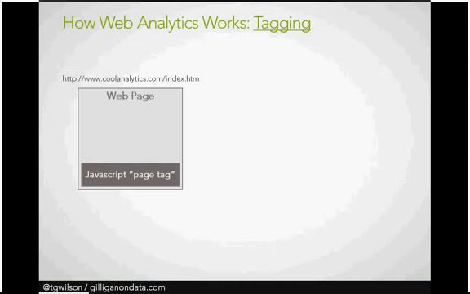So if you have a web page, and let's just say it's coolanalytics.com/index.htm. On that web page, you can drop a page tag. It's JavaScript. JavaScript is able to do some kind of dynamic things. It's kind of smart. It's kind of a mini coding language. It can read information. It can do things.